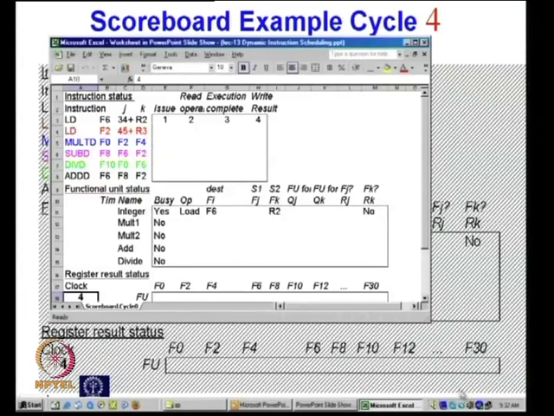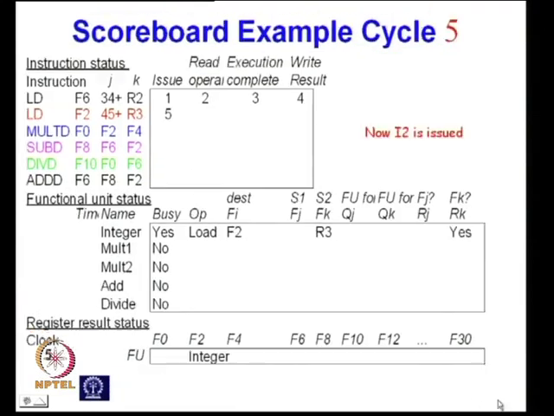Now we shall go to the fifth cycle. As we go to the fifth cycle, the second load instruction is issued, and you can see here that F2 is the register in which the result will be written. The functional unit is the integer functional unit, and the F2 register will be written by this functional unit, and the integer unit is again busy. It is performing this load operation, the destination register is F2 and the source register is R3, as shown here.